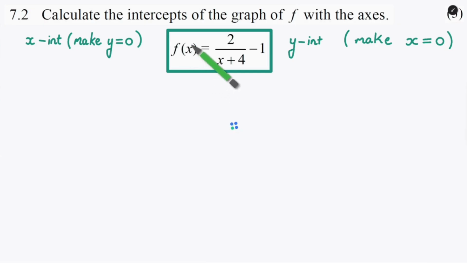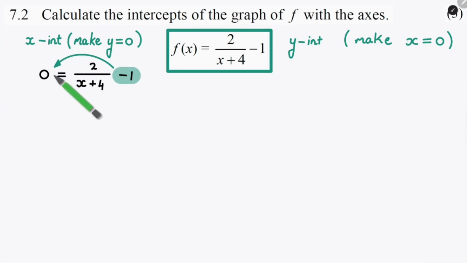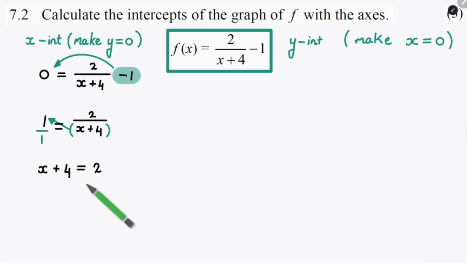F of x is a fancy placeholder for y, so I'm going to change f of x to a 0, just like this. Next up, we're going to grab that -1 and move it over to the other side of the equation. And just remember, when you do that, it's going to turn into +1. And now we can start the process of cross multiplication. So I put 1 over 1, and then I grab the bottom, take it up and multiply. And then 1 times that bracket won't really change anything. So I'm just going to get x plus 4 on the left hand side, and it's equal to what's left over there.